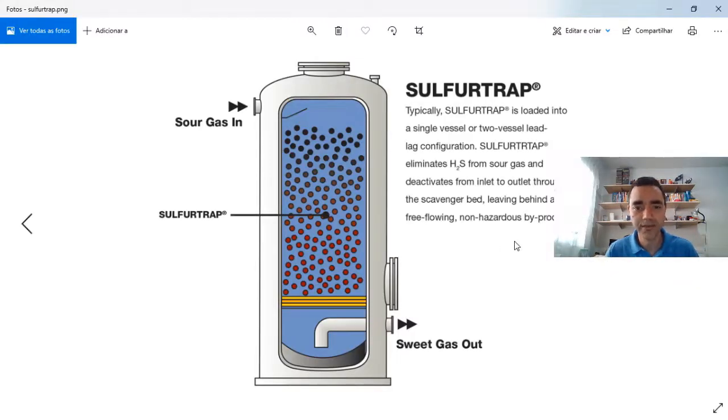For instance, we can use a vessel with a dissolvent, and in this kind of process, we will be removing the H2S, and from time to time, periodically, we need to change the content of the vessel and buy new, for instance, in this case, sulfur trap, and replace that. And in order to not stop the production, again, we may consider a second vessel in parallel, because while we are unfilling and filling again one vessel, we can keep the operation with the other one.